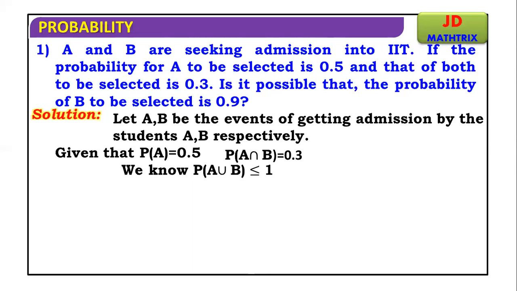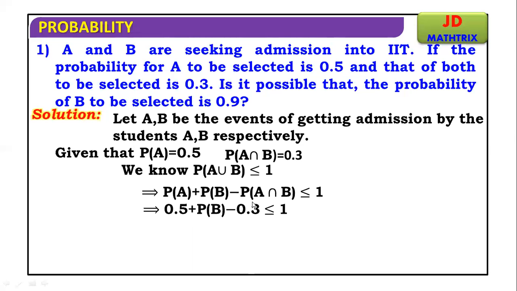So P of A plus P of B minus P of A intersection B is less than or equal to 1. Now substitute the values of P of A and P of A intersection B. That is 0.5 plus P of B minus 0.3 less than or equal to 1. 0.5 minus 0.3 is 0.2. Take 0.2 to the right side. That implies P of B is less than or equal to 1 minus 0.2, so P of B is less than or equal to 0.8.